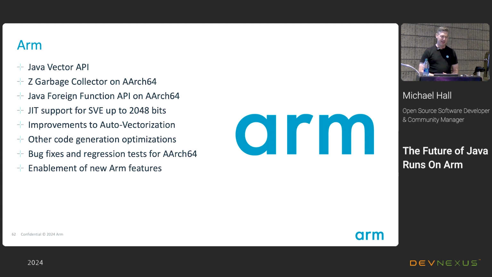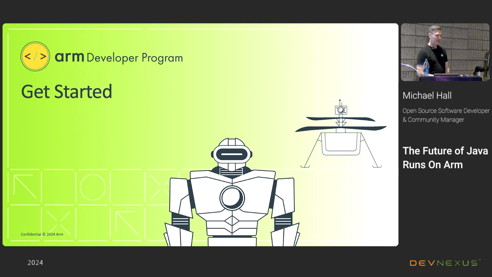Now, since AArch64 is a first-class architecture in OpenJDK, our engineers are focused more on enabling specific new features in the ARM architecture inside of Java, things like memory tagging for memory safety and stuff like that. So more of that work has shifted out towards Oracle and the OpenJDK community and lets us focus on more kind of niche things.